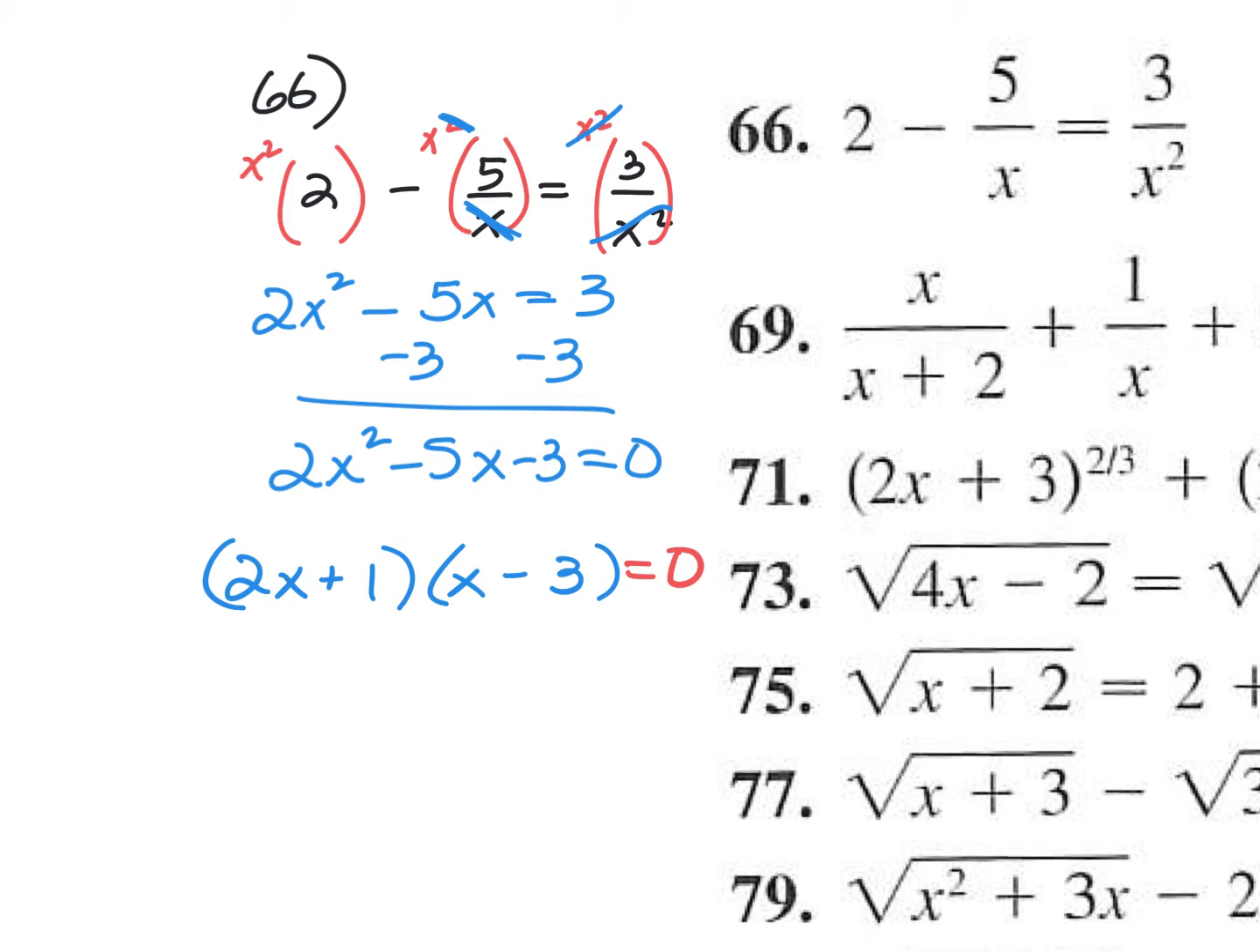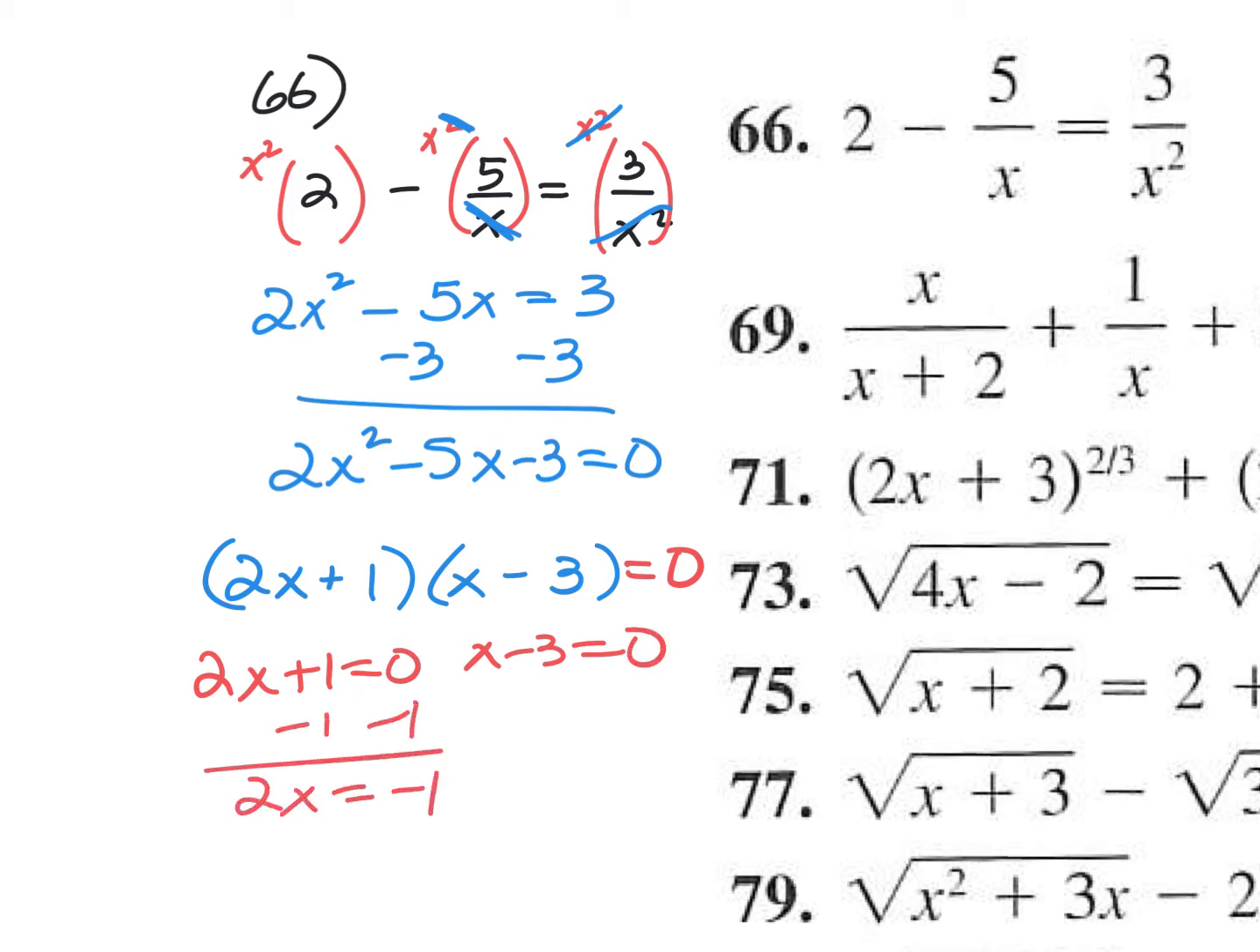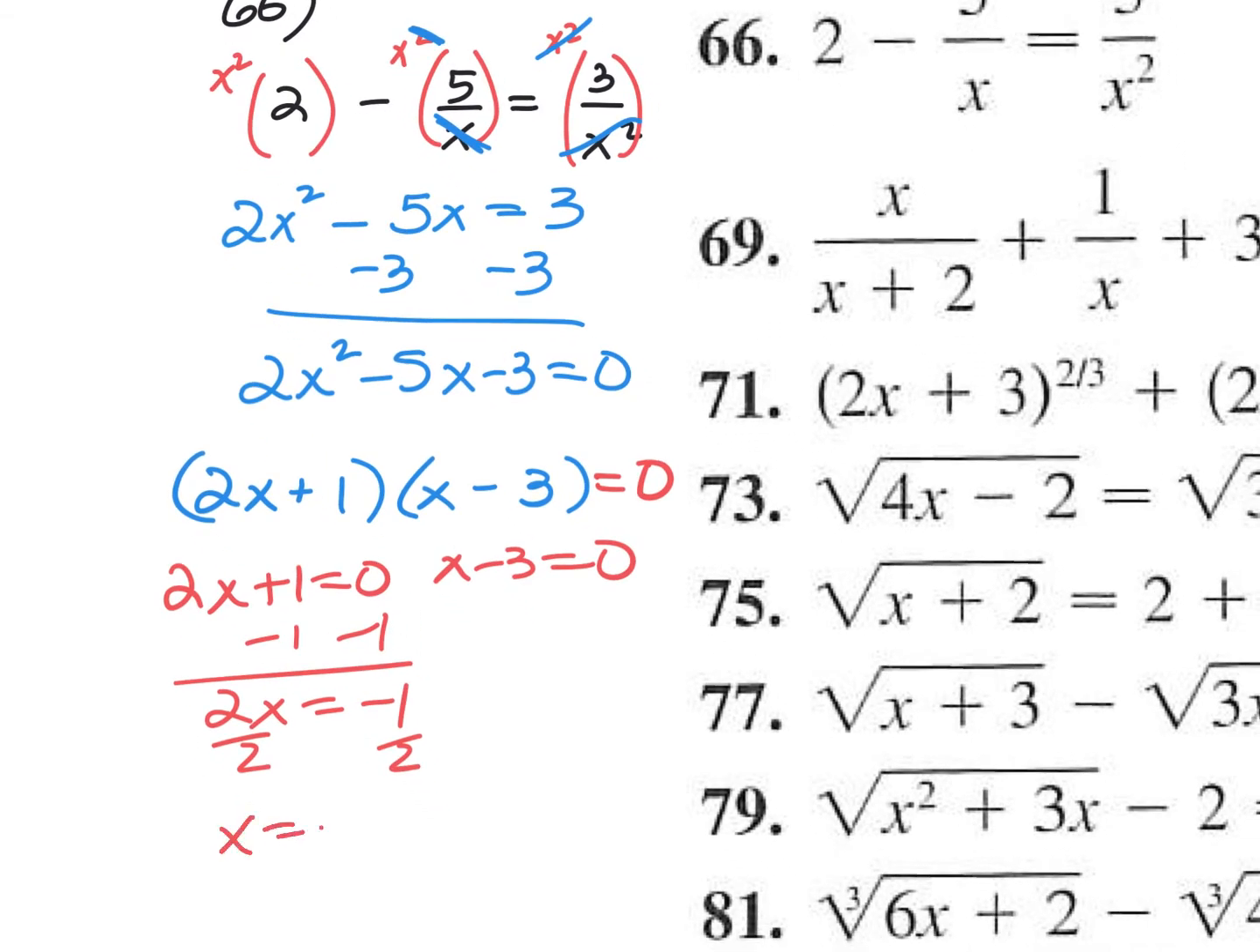So now I set it equal to 0, set each factor equal to 0, subtract 1, divide by 2, x equals -1/2, add 3, x equals +3. These two solutions do not make any of the denominators 0, so I'm good.